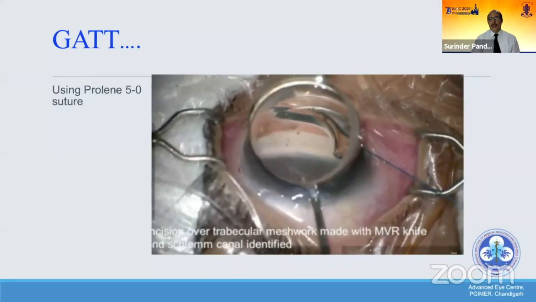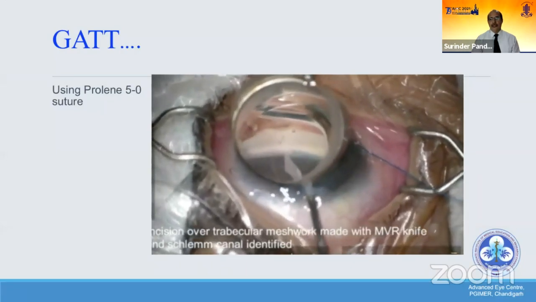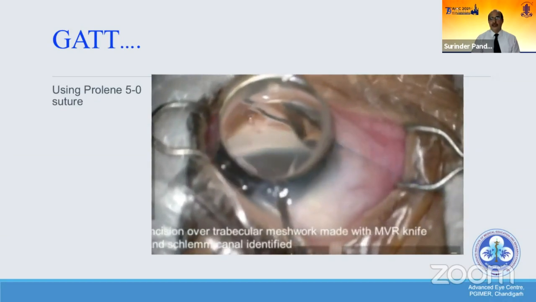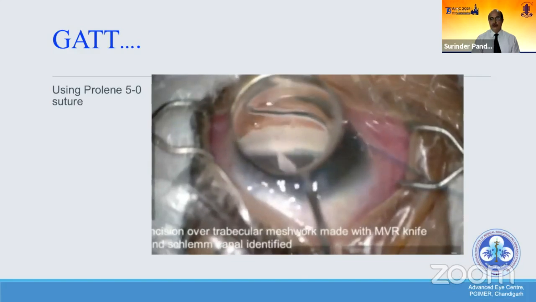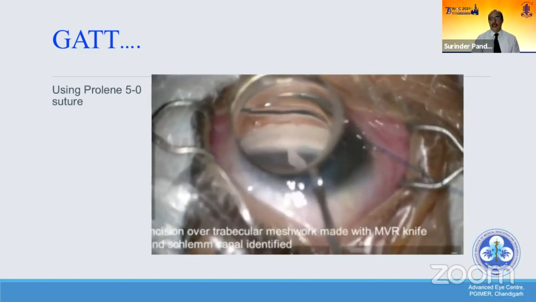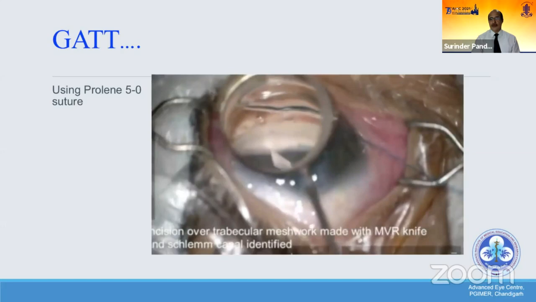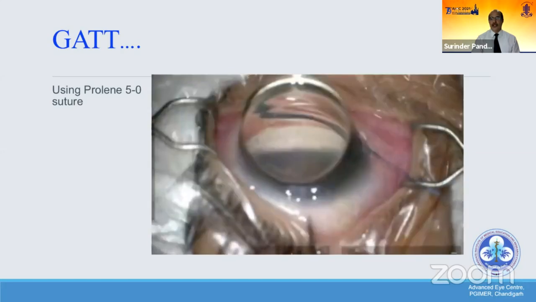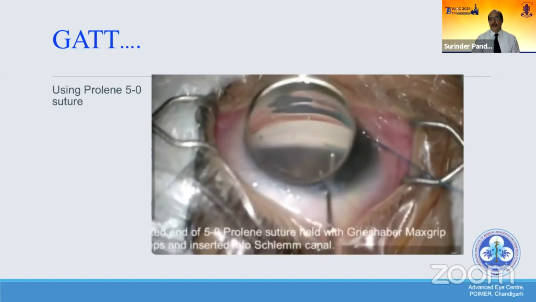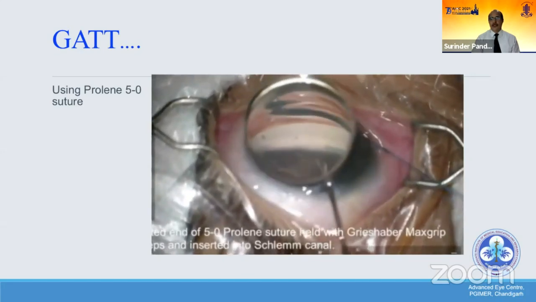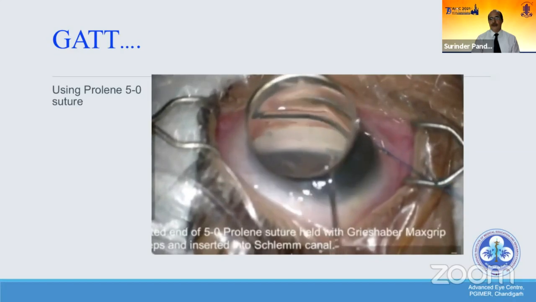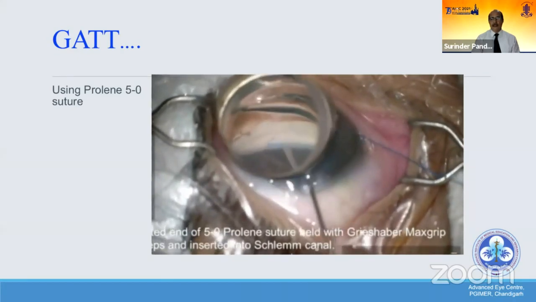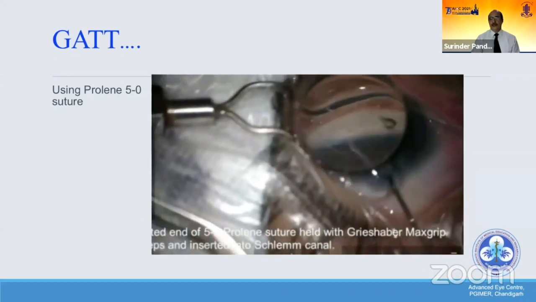Then with the gonioscopy, you inspect the angle, and with the MVR knife you create a little opening, a little nick into the Schlemm's canal, just to give a starting point. Once your trabecular meshwork is incised, you can enter the Schlemm's canal through that point. Then using some intraocular forceps, catch hold of that thread, that Prolene suture, and thread it through the Schlemm's canal.